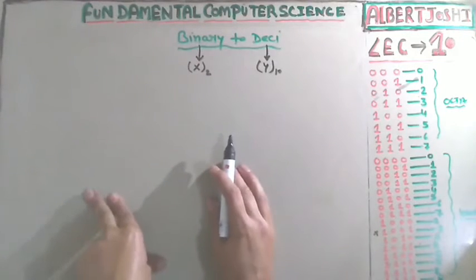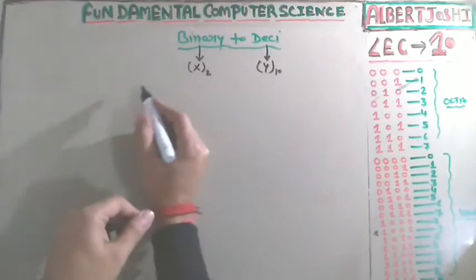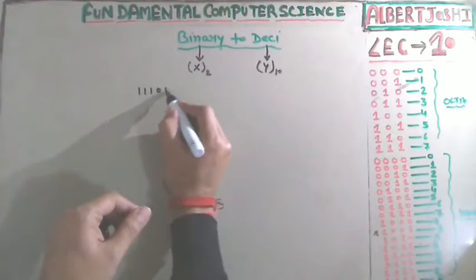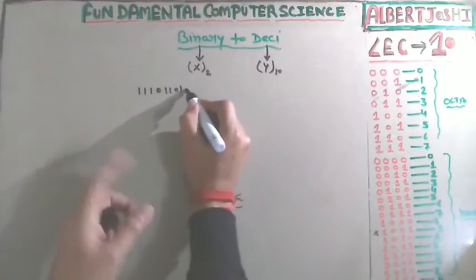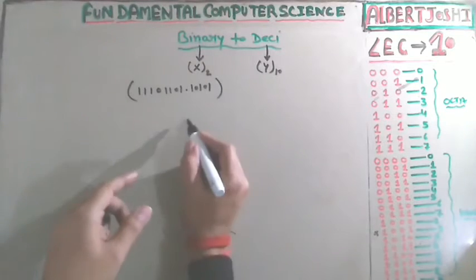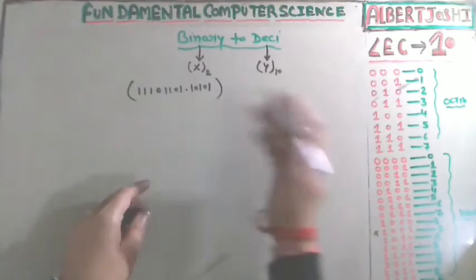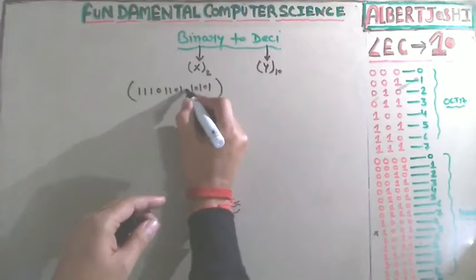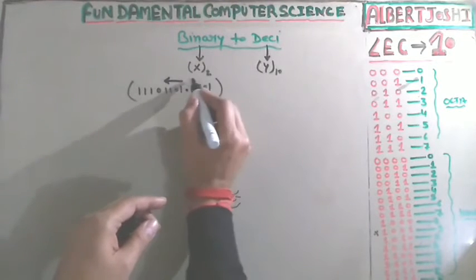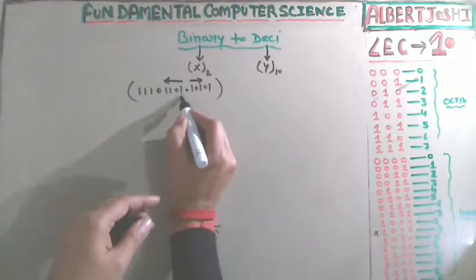Okay, so now we are taking an example. Suppose you have this number, 1110 and 1101. You can take anything. This is the binary number 10101. So how do we convert this number to a decimal number? In this condition, from the decimal point you have to go from here to here and from here to here. So this is the first number.